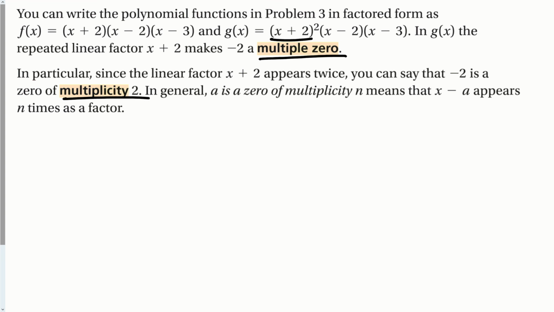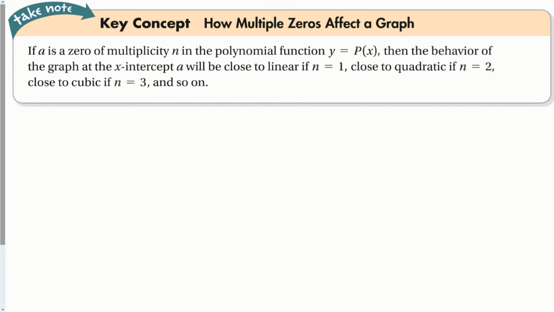And that definitely affects the graph, like we saw. So if a is a 0 of some multiplicity n in the polynomial function, then the behavior of the graph at the intercept, if the 0 happens once, it will go straight through the x-axis, just like the cubic function did. If it happens twice, it's going to look like a quadratic. It's going to hit the x-axis and bounce. If it happens 3 times, it's going to flatten out and go through the x-axis, kind of like that, kind of like a cubic.